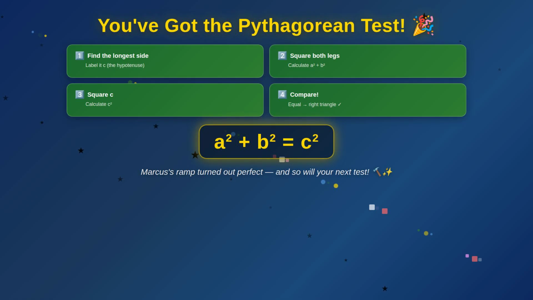From a confused builder to a geometry detective, that's the Pythagorean journey. You now carry one of the most useful tools in all of mathematics. Go practice a few on your own. And remember, every great mathematician started exactly where you are right now. You've got this.